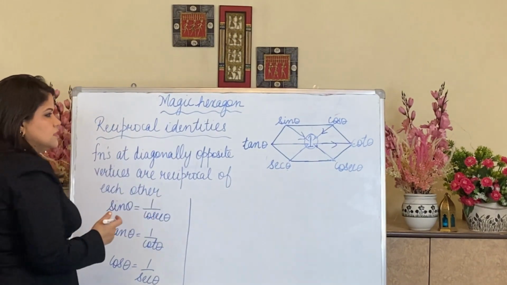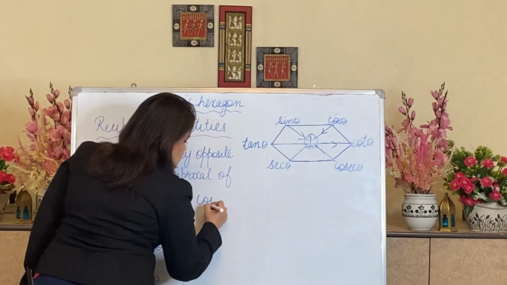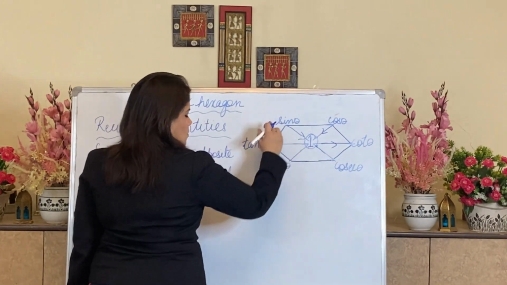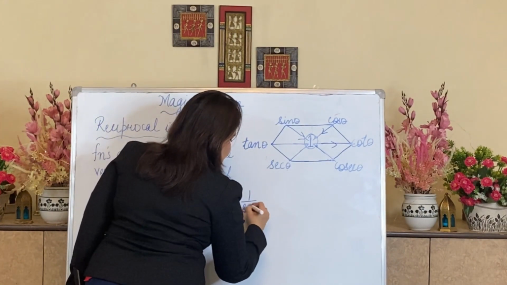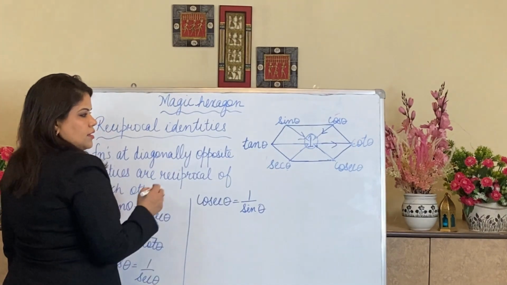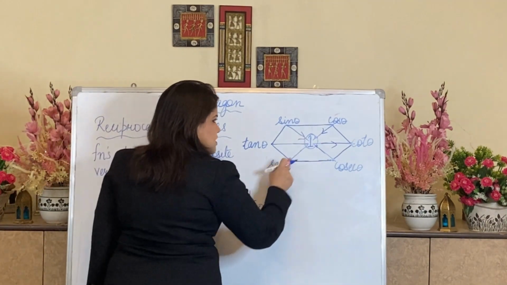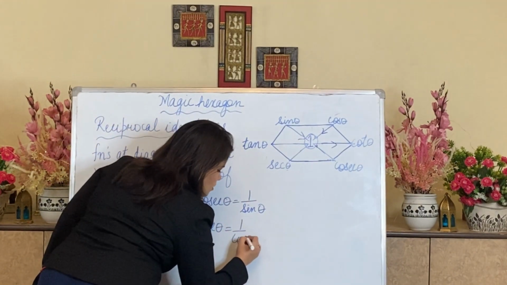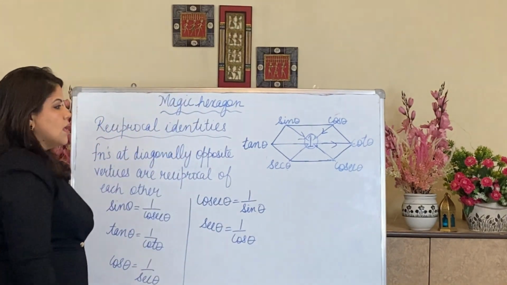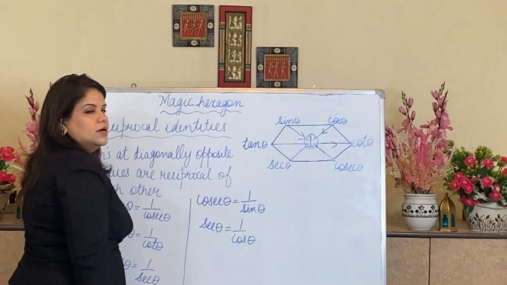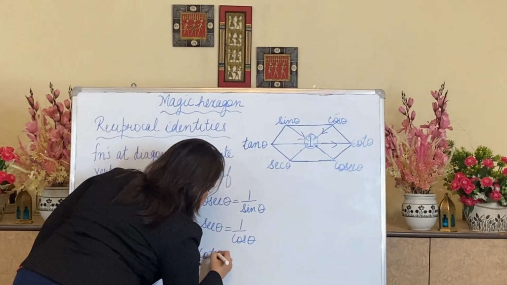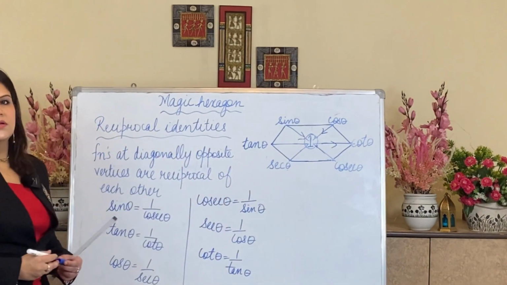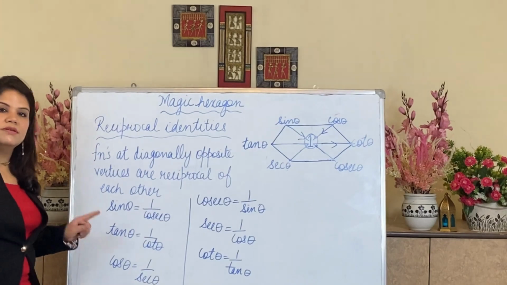Now if I come the opposite way, what will it be? Cosecant theta, if I am going in this way, will be 1 upon sine theta. Secant theta, if I am going from secant towards cot, will be equal to 1 upon cos theta. And if I am coming from cot towards tan theta, cot theta will be equal to 1 upon tan theta. So you have got 6 reciprocal identities.